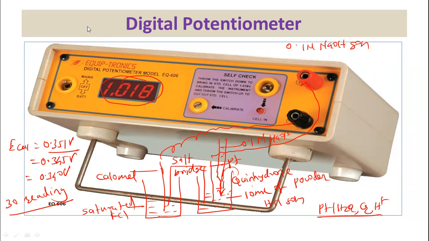In this way, we can determine the strength of the HCl using the quinhydrone electrode. In this case, the EMF of the cell depends upon the concentration of the hydrogen ion. As the concentration of the hydrogen ion decreases, the EMF of the cell also decreases.